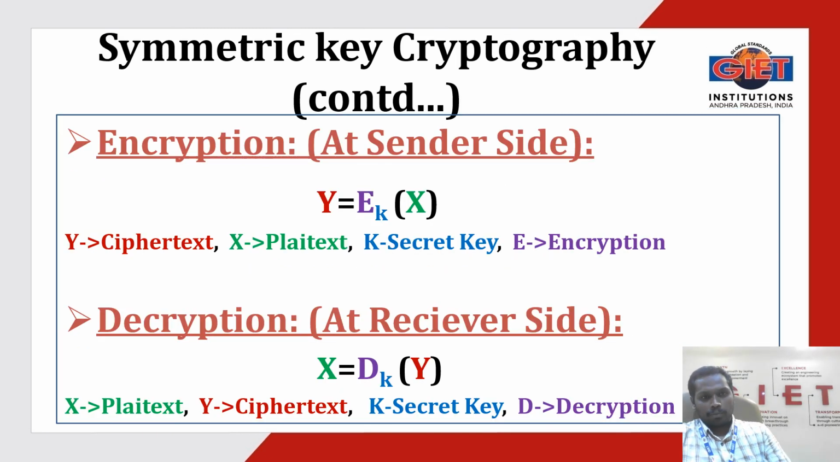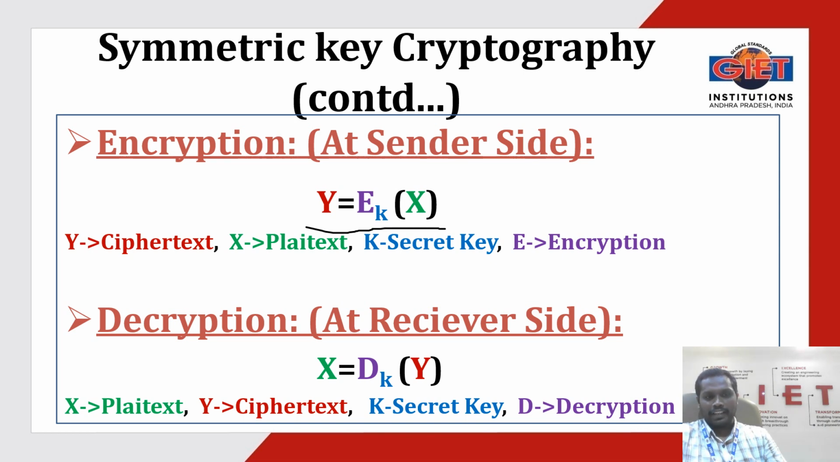So these are the mathematical formulas. Here you can see symmetric key cryptography, there is a continuation. This is the third slide under symmetric key cryptography. So at sender side, how are you going to represent the formula? Here with the different colors, I have tried to elaborate the formula that is used for encryption at sender side. So here you can see y is equal to encryption of k and x as input, right?